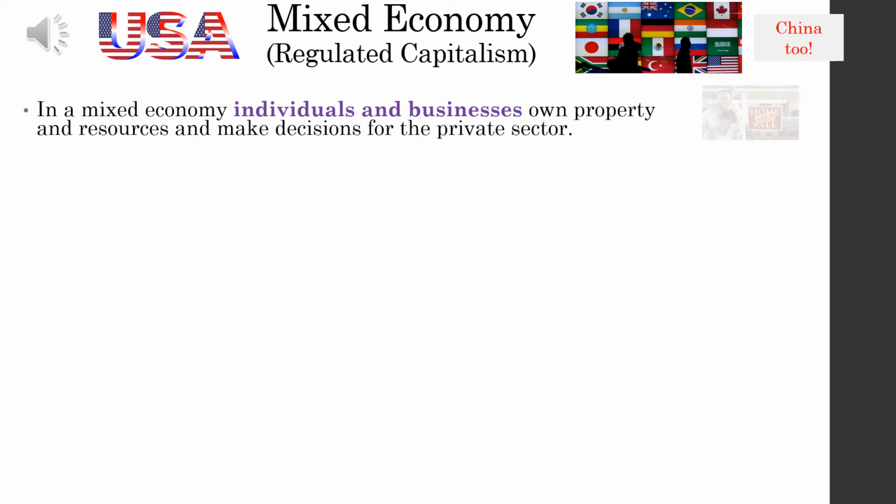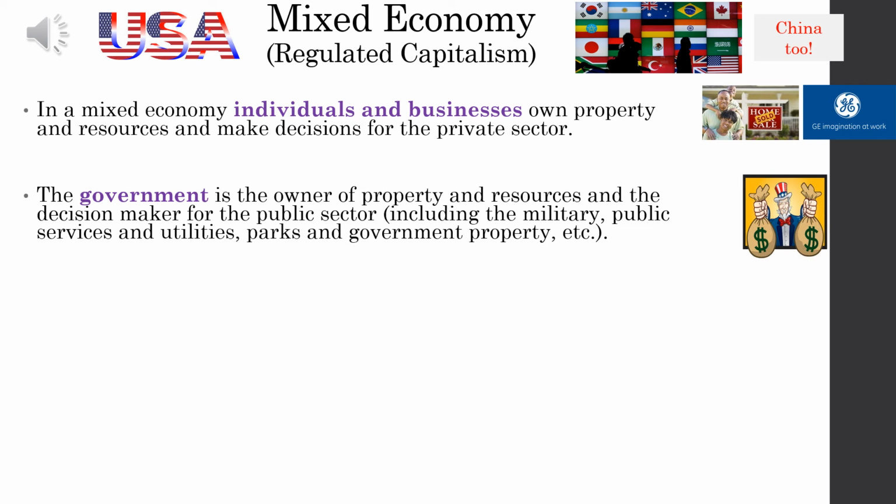In a mixed economy, individuals, like those nice people who just bought that house, and businesses, like General Electric, the largest company on earth, own property and resources and make decisions for the private sector. The government is the owner of property and resources and the decision maker for the public sector. That includes the military, public services and utilities, parks and government property, all of those things. So one part of the economy is private individuals and businesses doing private things. The other part of the economy is the government doing public things. There's some other things as well.